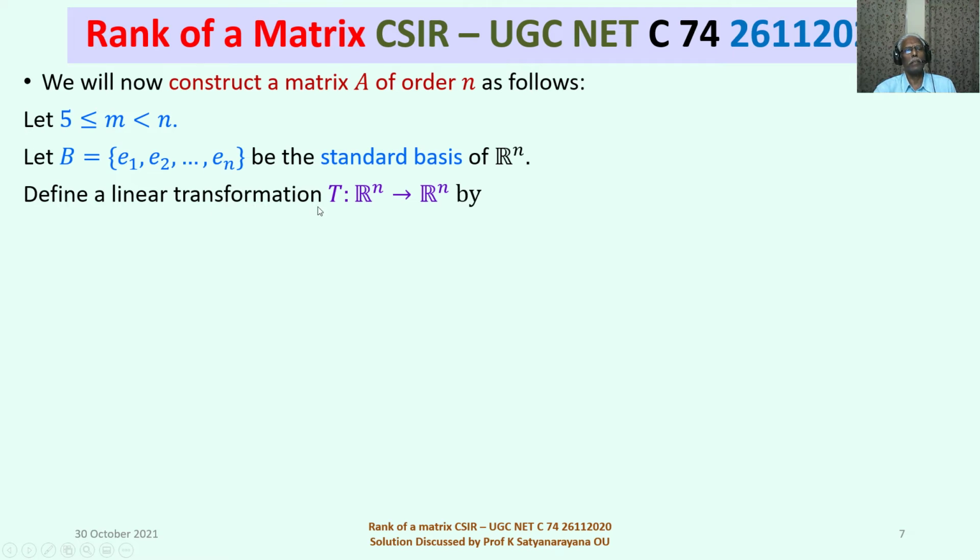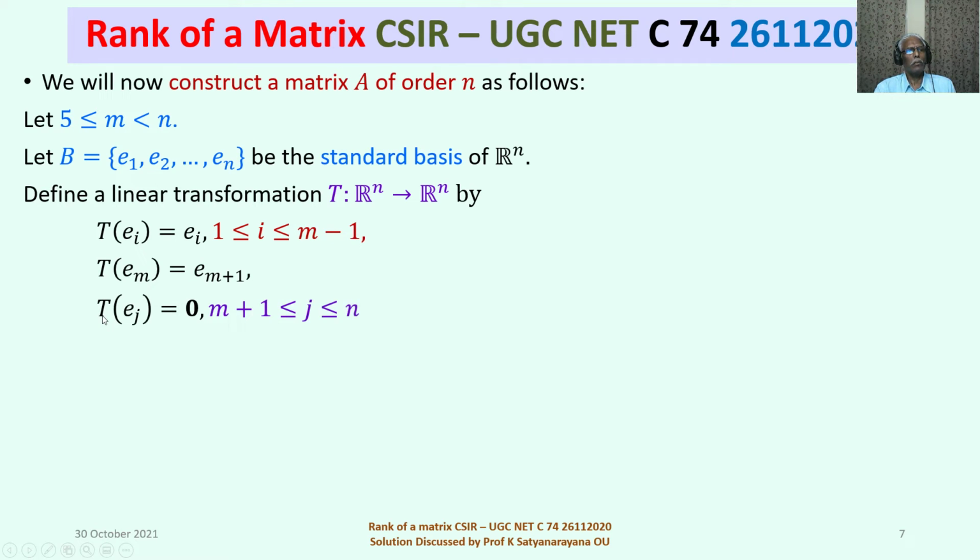Define a linear transformation T from R^n to R^n by T(e_i) = e_i for i = 1, 2, 3, up to m-1. The action of T on e_m is e_{m+1}. And the action of the remaining e_j's, T(e_j), will be 0 for j = m+1, m+2, up to n. So this is the definition.